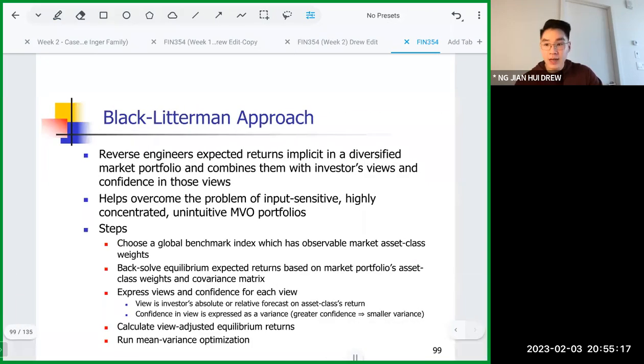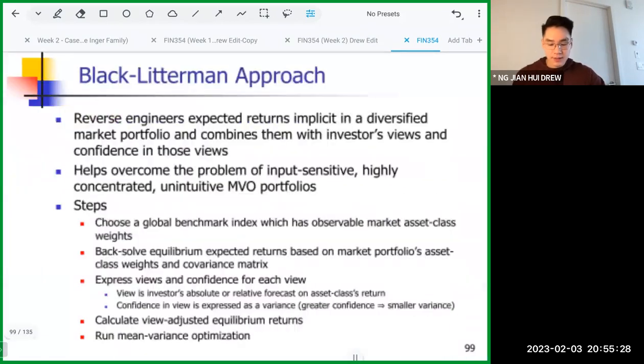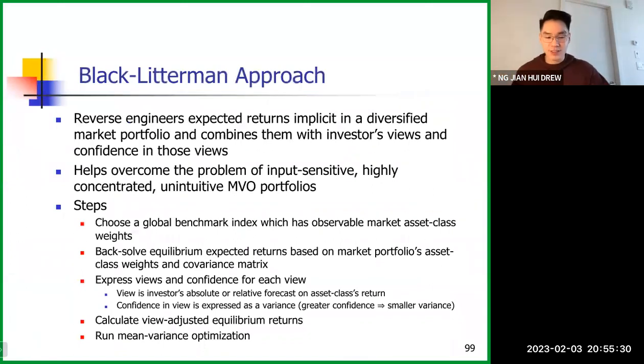All right. Okay, maybe we'll just take a quick 7 minutes break here. We'll come back at 8:02 before we go into the Black Litterman approach. All right. So like I mentioned, usually I try to do two short breaks so you can take a break, rest, have some drink, go to the toilet. All right. So we're back at 8:02.